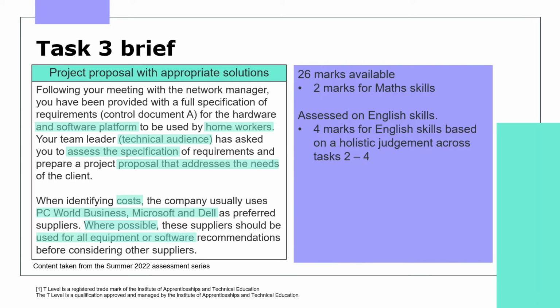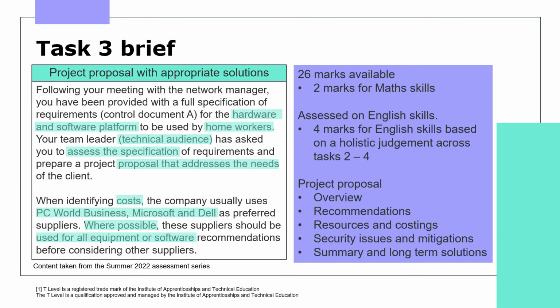As you might expect, students will be assessed on their English skills in this task, but the use of English is marked holistically with its own marking scheme. So the examiners will award a maximum of 4 marks for English skills, but it is based on their performance across tasks 2, 3, and 4.